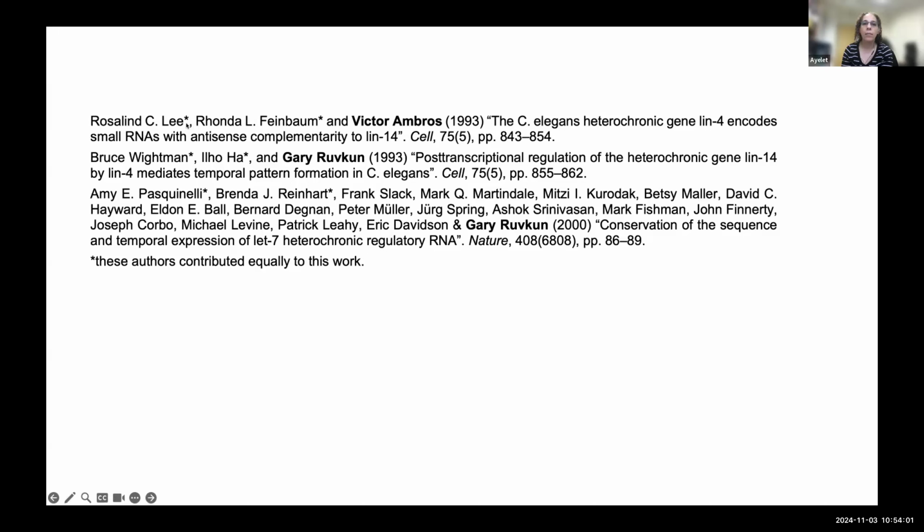However, okay, they published it. It was published in Cell, but it wasn't very interesting. Why? Because the community thought, okay, this is probably a specific finding for C. elegans. It's not really interesting. But in 2000, Gary Ruvkun identified LET7 microRNA, and this is a very small paper that was published in Nature.